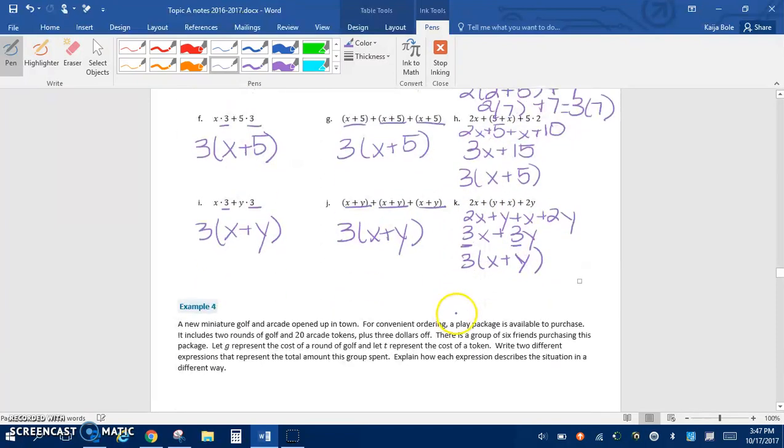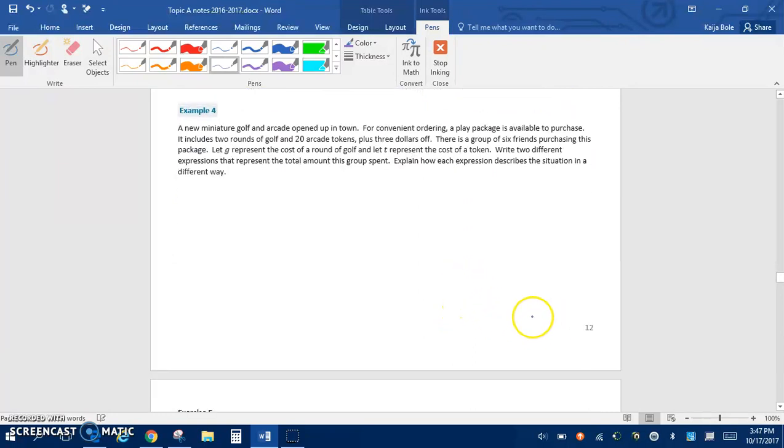If we look down at example 4 here, we've got a word problem. And it says, a new miniature golf and arcade opened up in town. For convenient ordering, a play package is available to purchase. It includes 2 rounds of golf, 20 arcade tokens, plus $3 off. There's a group of 6 friends purchasing this package. Let G represent the cost of a round of golf and T represent the cost of a token. And it says write 2 different expressions that represent the total amount the group spent, and then explain how they're different. So I'm going to write this down just so we don't forget.